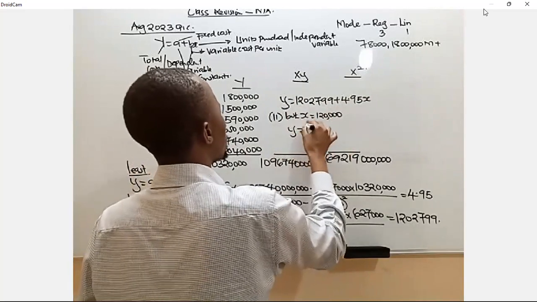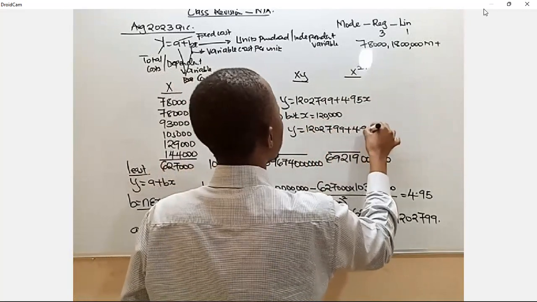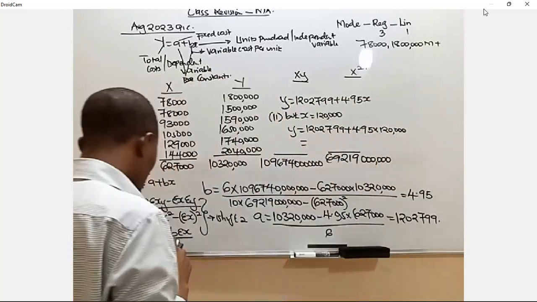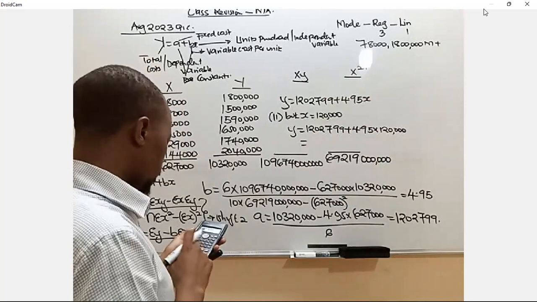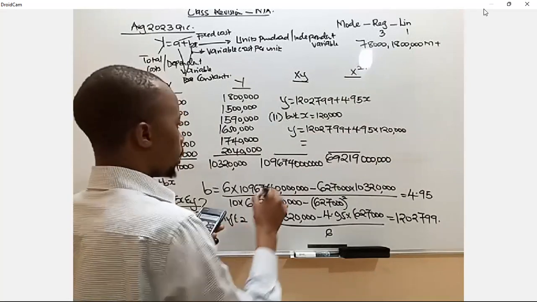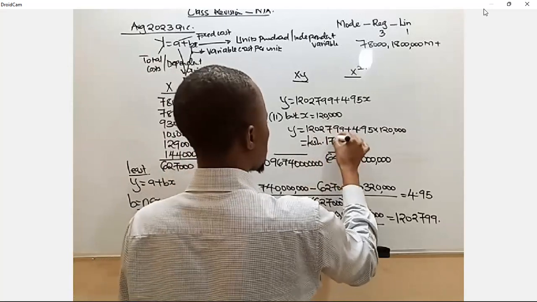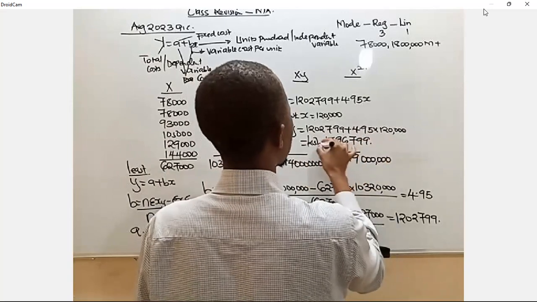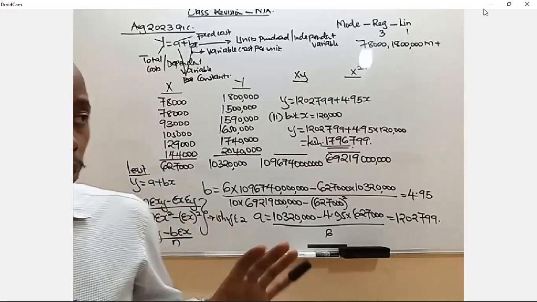So my y should be equal to 1,202,799 plus 4.95 times 120,000. How much is it? You are getting around 1,796,799. This is what will be required.